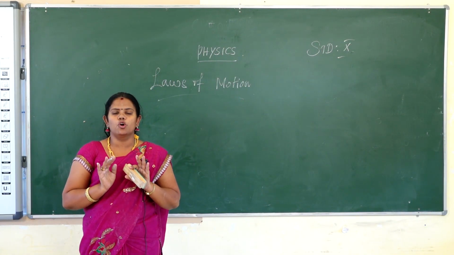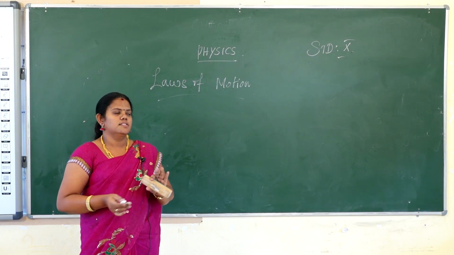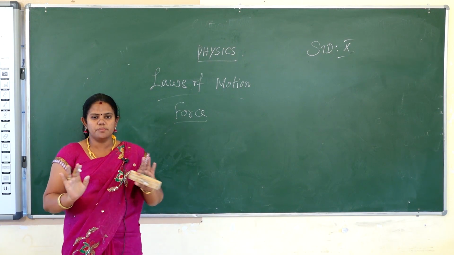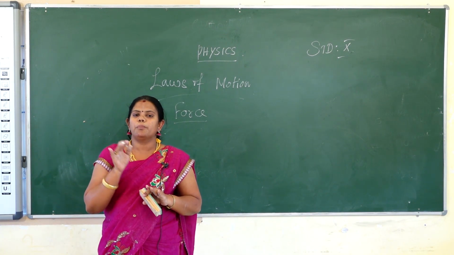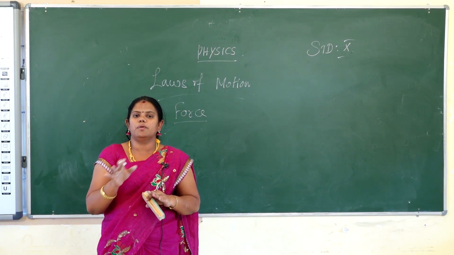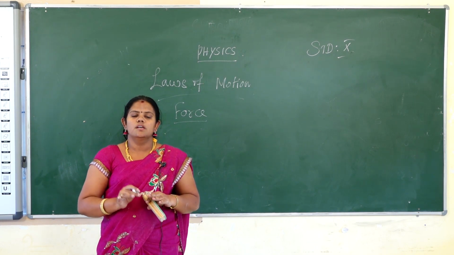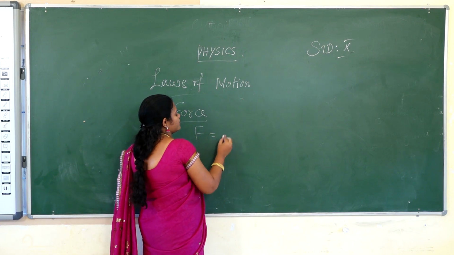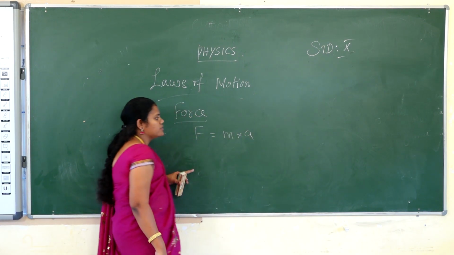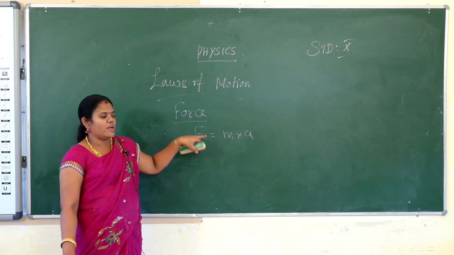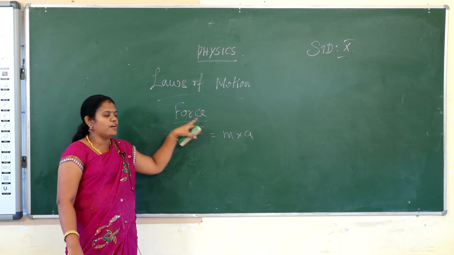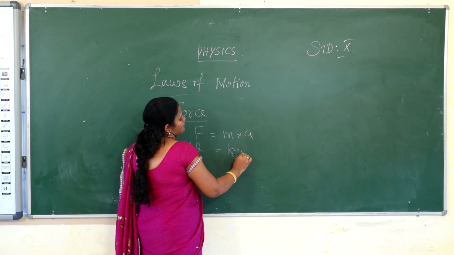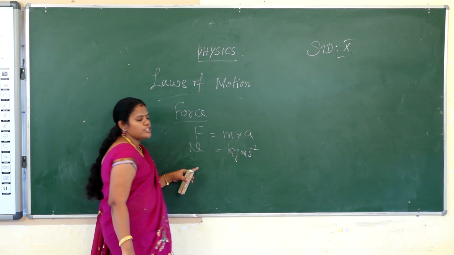Next, we should know about the term force. What is meant by force? Push or pull on any thing so that the thing is moved. That is called force. What is the formula for force? F is equal to the product of mass and acceleration. I already told you in the lower classes, what is the unit for force? That is Newton, or kilogram meter per second squared.